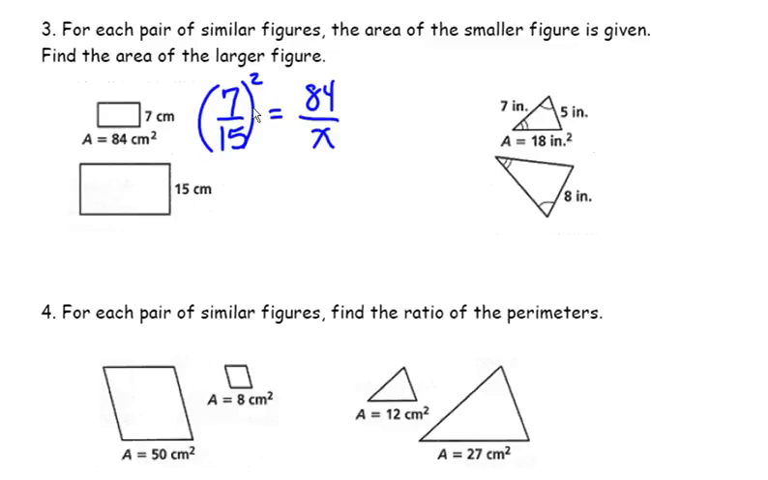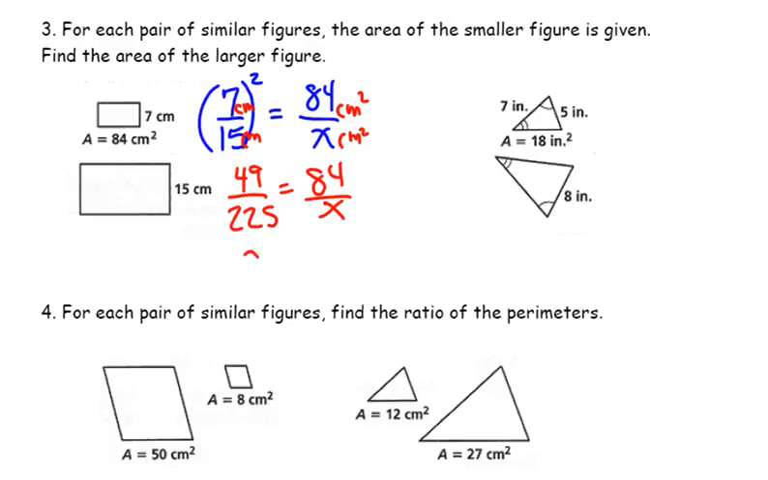Okay? Think about it like this. These guys are in centimeters, and this is in centimeters squared. I can't compare centimeters squared to centimeters until they are the same. So I need to square the centimeters to make them centimeters squared, which means I need to square what they're with. All right, so then what I get is 49 over 225 equals 84 over x, and then I cross multiply and I solve.